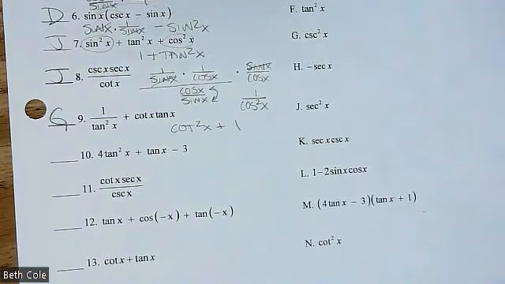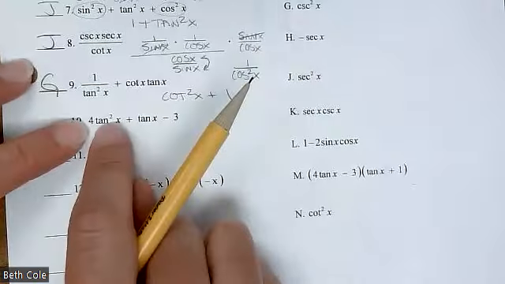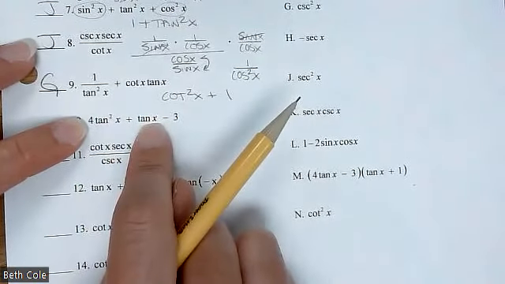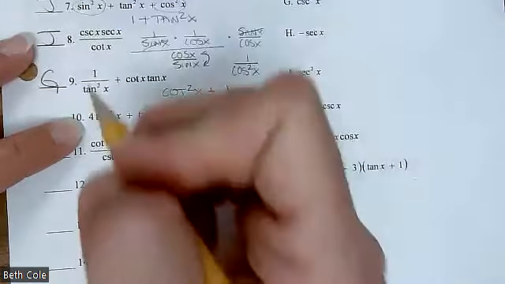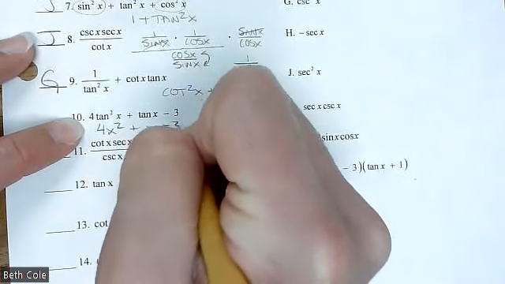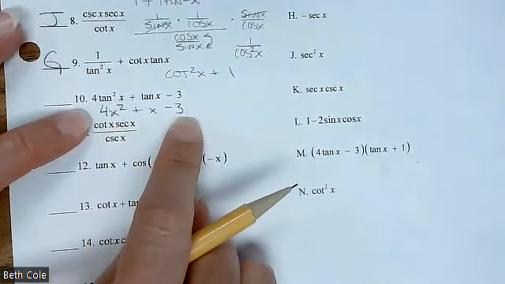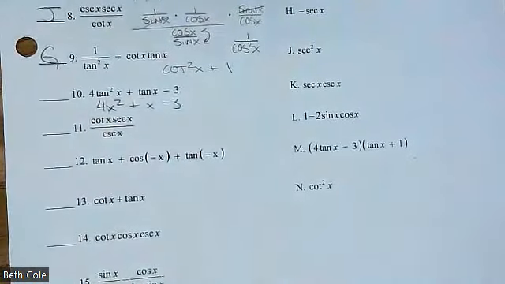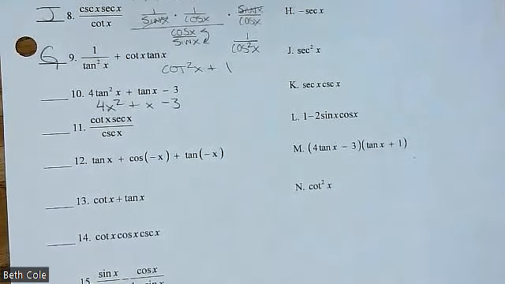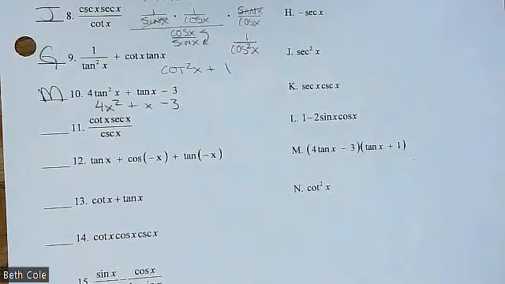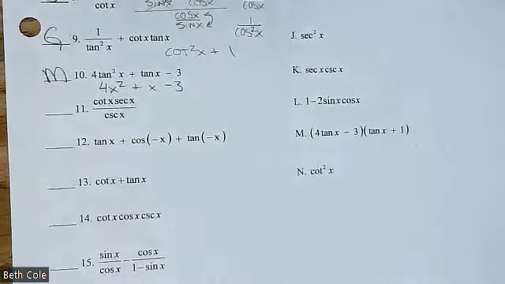For number 10, look. Do you see how you have a tangent squared and then just a tangent and then a 3? You want to think of it more like this. 4x squared plus x minus 3. Do you remember? And then we factored it. I'm not going to actually do the problem because this is matching and there's only one answer that would make sense. Which one looks like you factored it? M. And is that what I expect you to do on the test too? Yep. You don't have to actually do the problem if it's matching and you can figure it out. All of these are matching and then the equations you have to actually do.